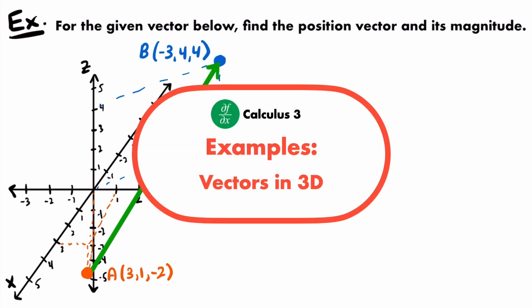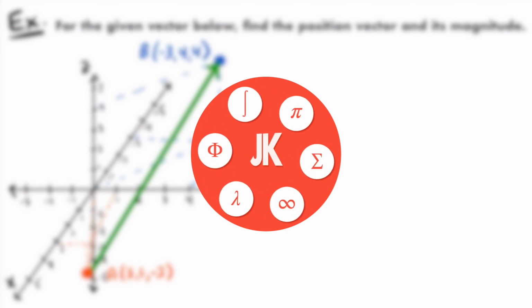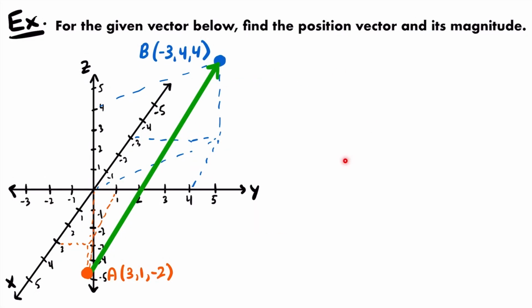Welcome back. Let's look at some examples involving vectors in 3D. All right, so here's our first example. For the given vector below, we want to find the position vector and its magnitude.